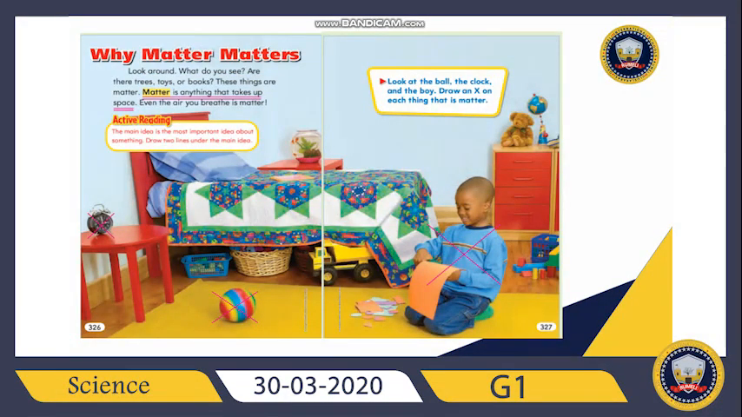Look around yourself. What do you see? I can see a table. I can see a sofa. I can see a TV. I can see a chair. Very good. These things around you are matter. These objects around you are called matter.